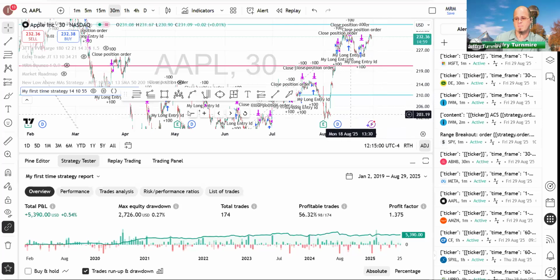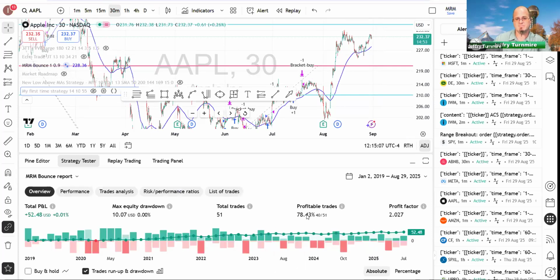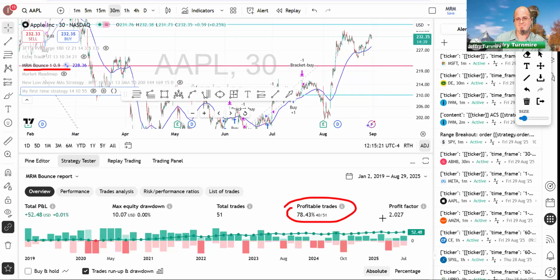Now, I've built some strategies that I use that are pretty high probability. And when I was talking about it, like this one right here, this is why I use my market roadmap bounce and talk about my technical pattern. Because it works. All right. This is the way this works. Like, this is high probability.